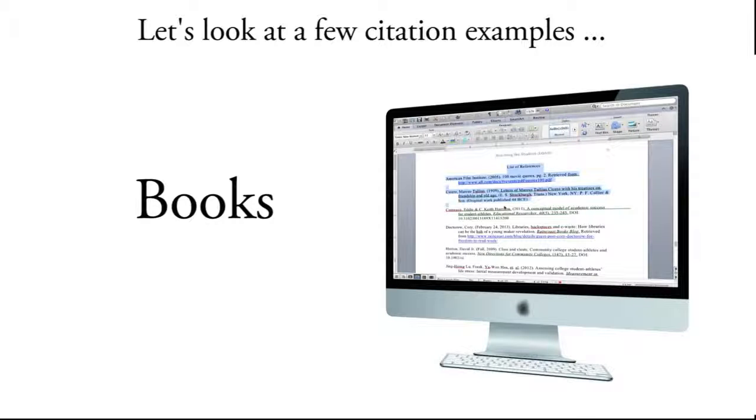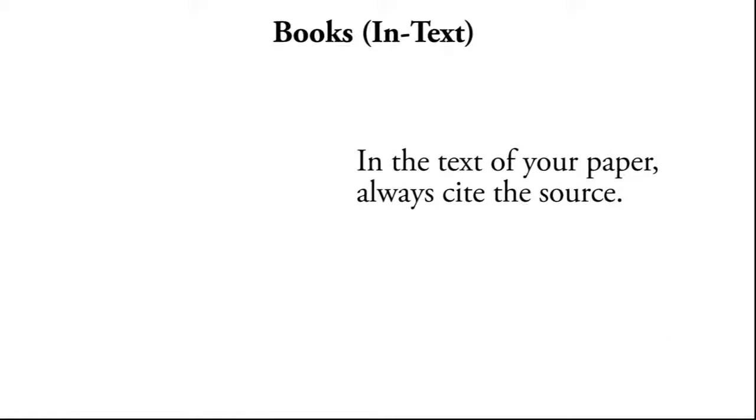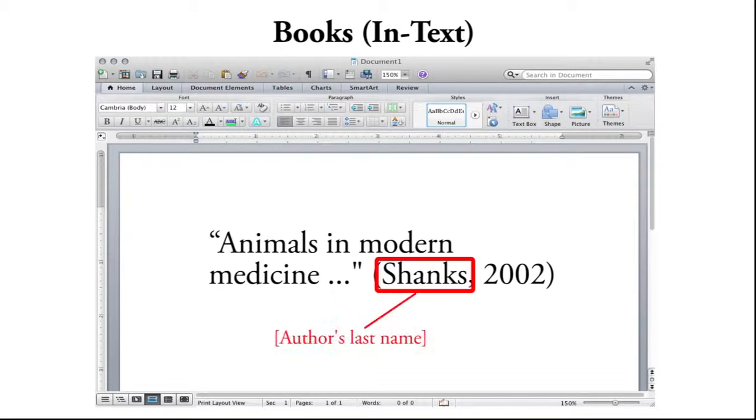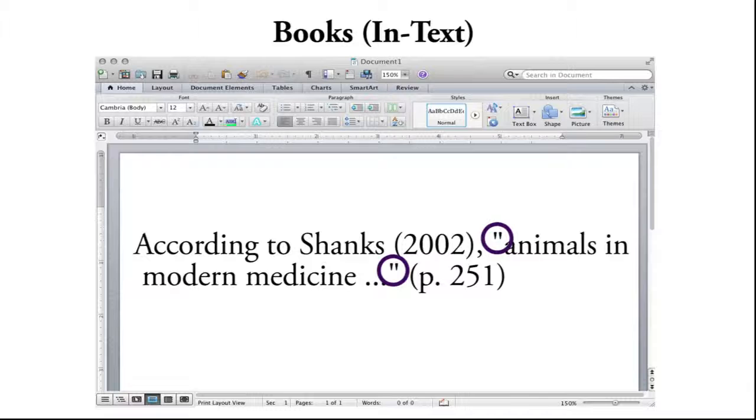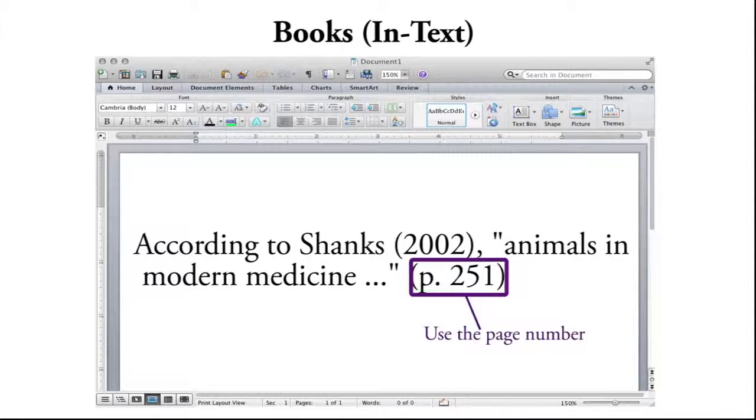In the text of your paper, you should always cite the source of information by including the author's last name and year of publication in parentheses. You also can use a signal phrase such as, according to Shanks, 2002, Animals in Modern Medicine. If you are quoting word for word, you must also include the page number.